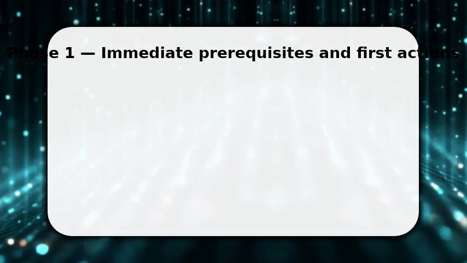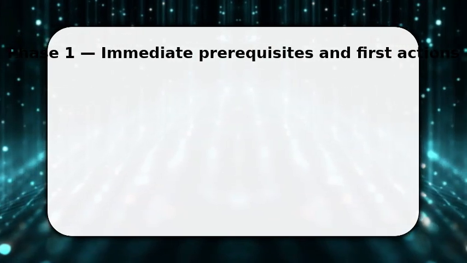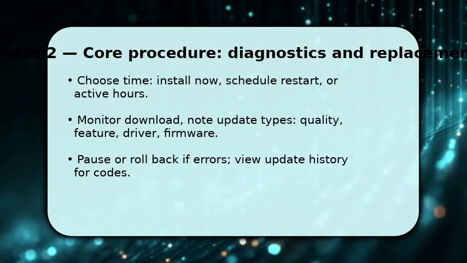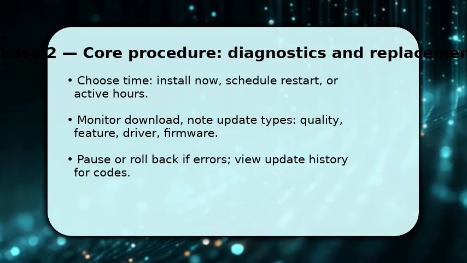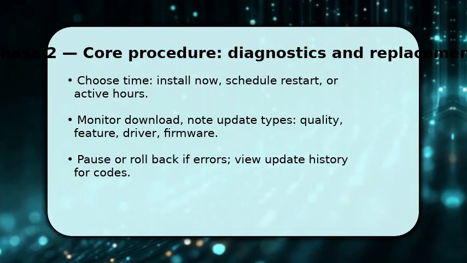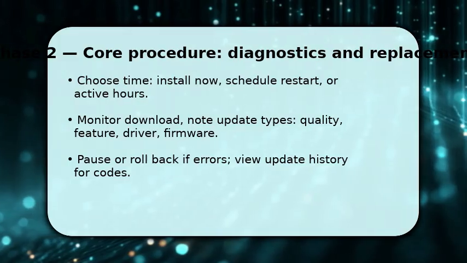Now open Settings and go directly to Windows Update to start checking for updates. Once Windows finds updates, let it download. Policy and feature updates can take longer than quality fixes, so be patient. You choose whether to install immediately or schedule a restart. Set active hours to avoid interruptions.